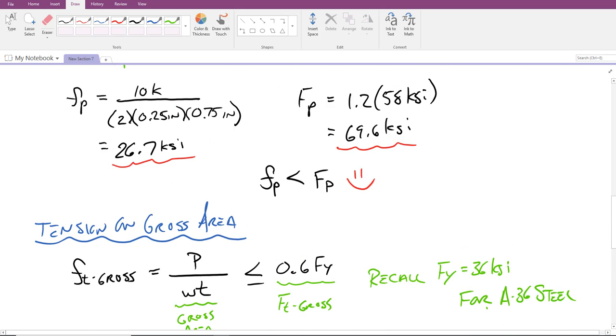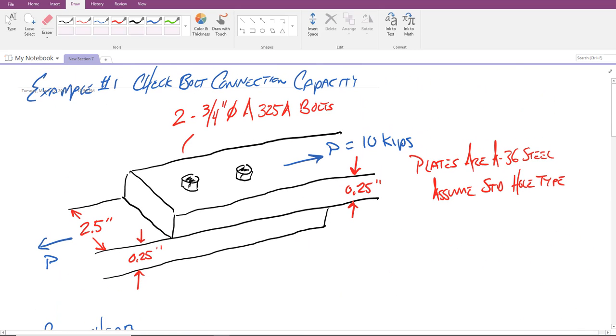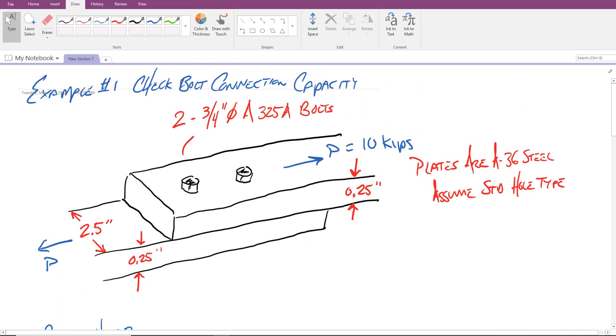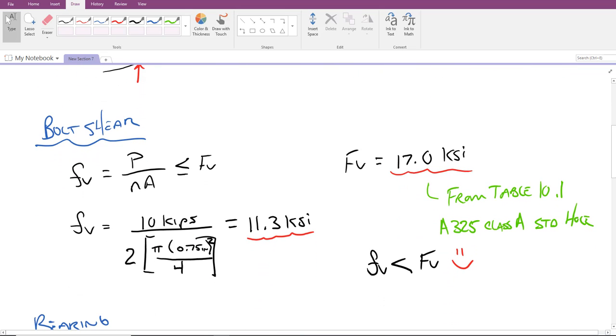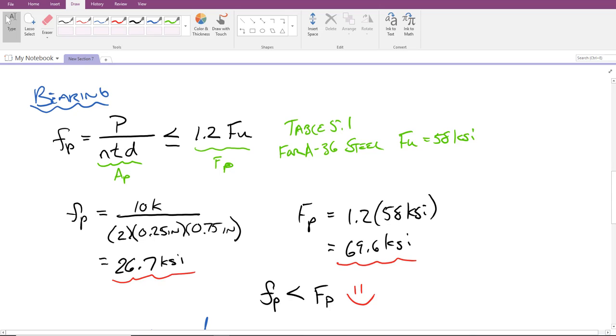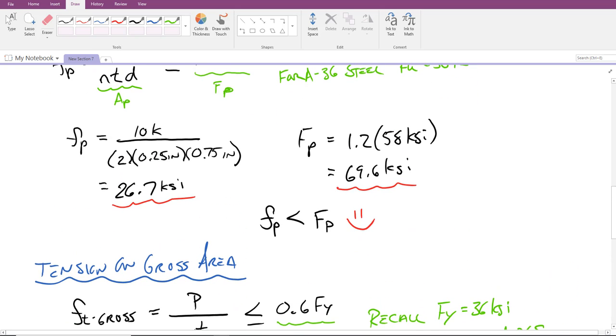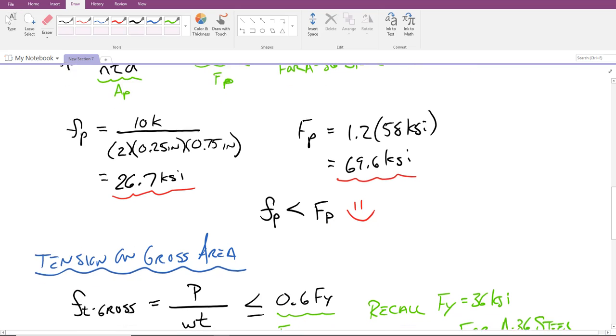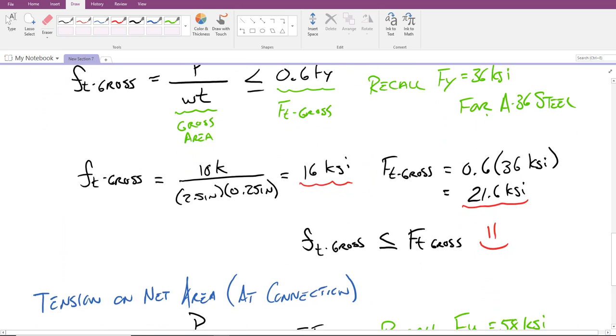All right, just to recap what we've done here. We've got our connection. We check 4 different failure mechanisms. For bolt shear, we've got sufficient capacity. For bearing along that bolt cylinder and inside the hole, we've got sufficient capacity. In fact, we've got way more capacity than we need there. That one's usually not one that's going to fail.